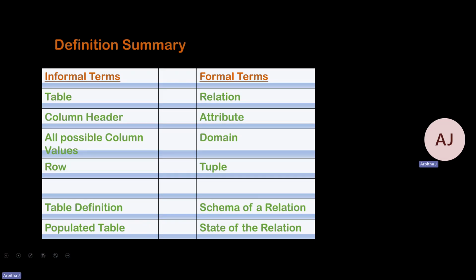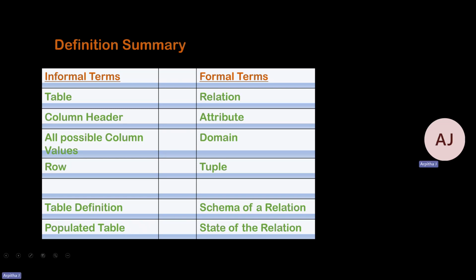So some of the definition summaries: formal, how we call it, informal, how we can call it. The informal name is table and the formal name for table is relation. Fine. Next is column header. The formal name is attribute. Next is all possible column values. You call it the domain. What do you mean by that? What do you mean by all possible column values?